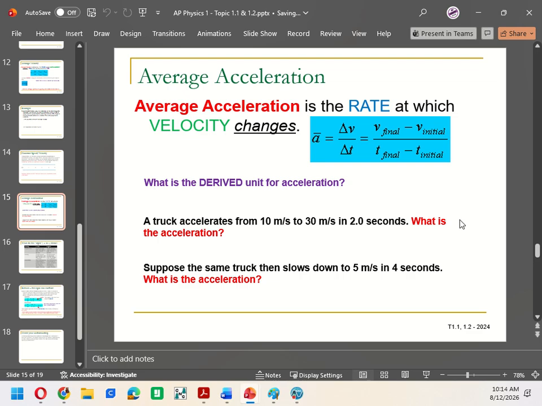Suppose the truck slows down to 5 meters per second in 4 seconds. What is acceleration? Now, you are going to do this one right now, too. Do it.